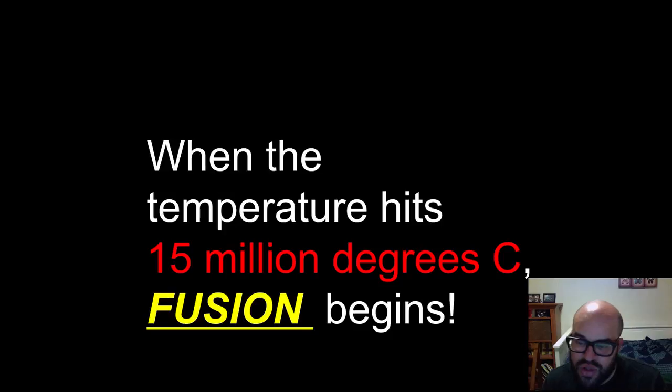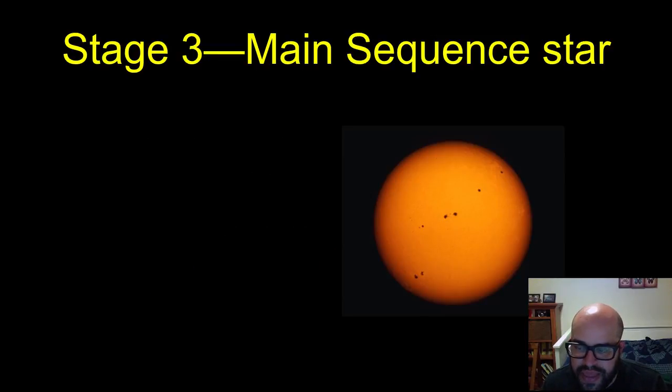Literally, you're taking two atoms or four atoms, depending upon how it's happening, and shoving them together to make new elements. So this is how new elements are actually made in nature. They get fused together inside stars. And this stage is called the main sequence star.